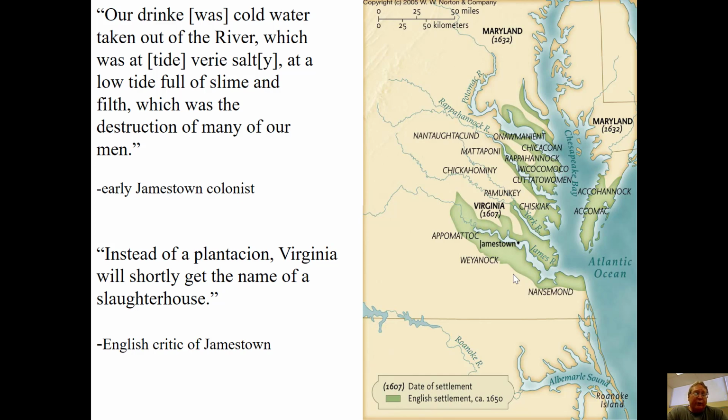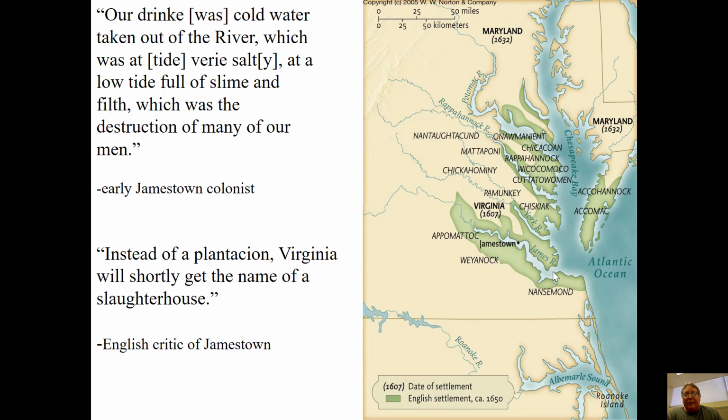One of those early colonists, one of those first 100 settlers to Jamestown, wrote back to his friends in England, "What we drank each day was cold water taken out of the river, which at tide was very salty." So what that means is, if you notice here on this map, Jamestown is on this thing called the James River. But in this region, it's not really a river, it's actually an estuary, right? Which means this is mostly ocean. The river's actually way back here. So when the tide comes in, most of this water all the way up to here is mostly salt water. At low tide, when the ocean goes out, most of that is mud with some fresh water flowing through it.